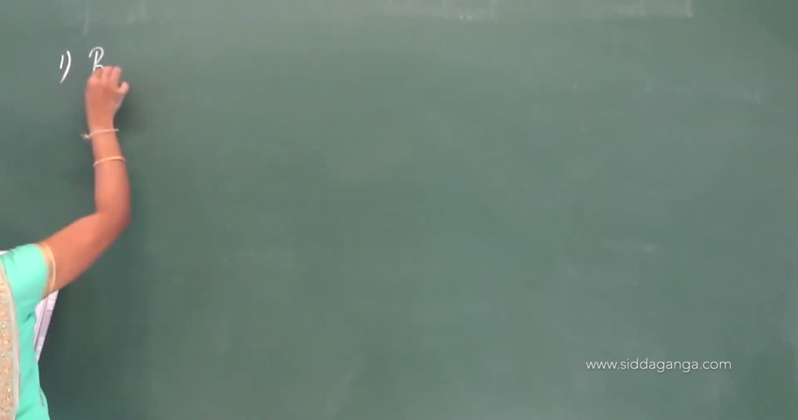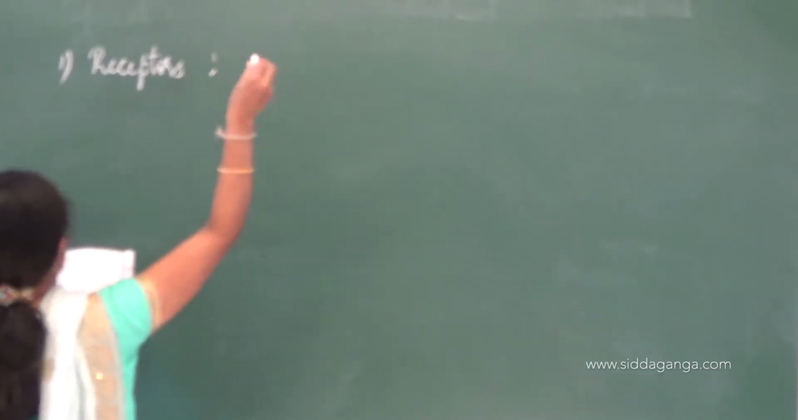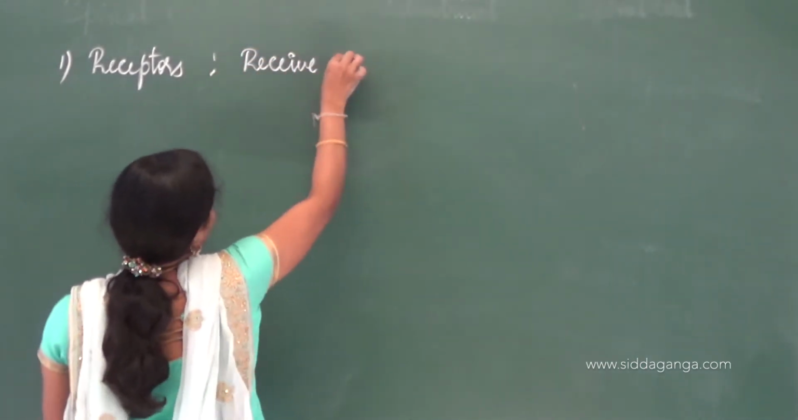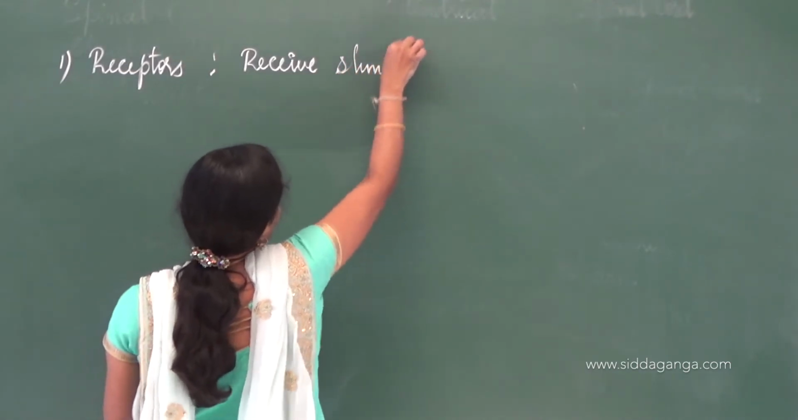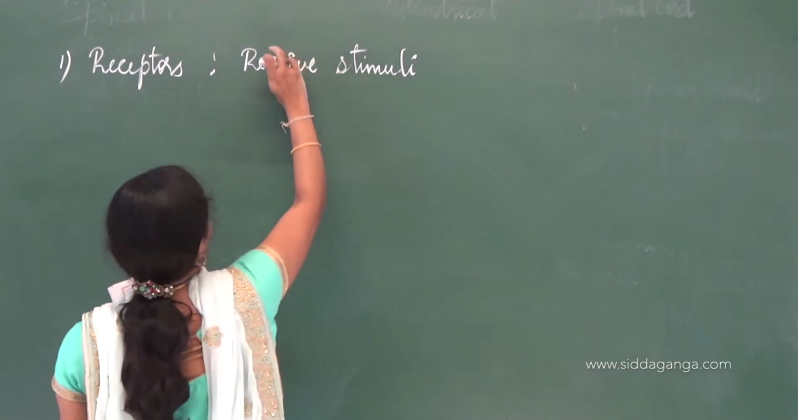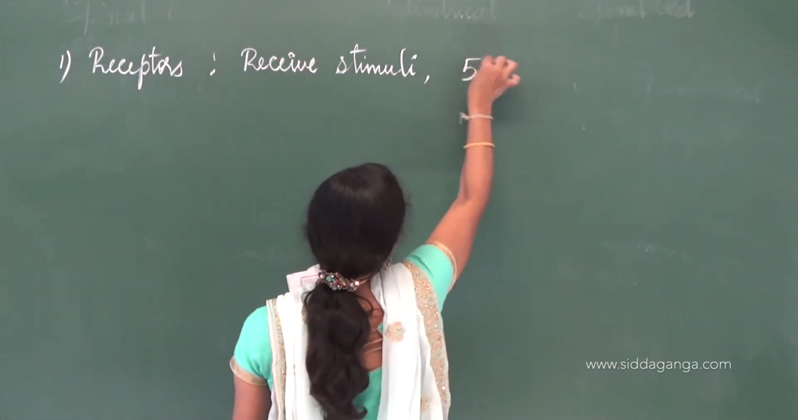The first is receptor. So receptors receive stimuli. These receptors are the 5 sense organs.